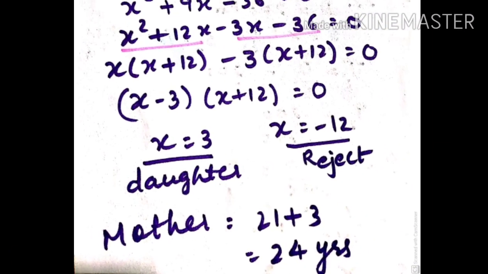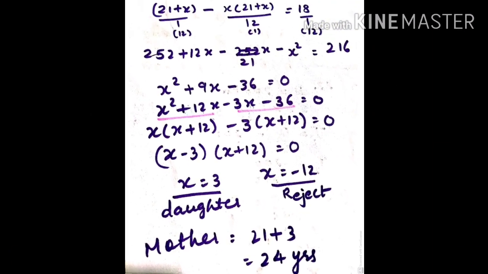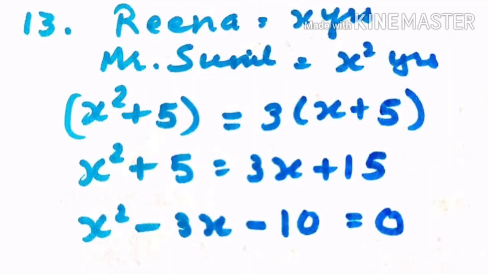Okay, now I am taking question number 13. Reena is x years old while her father Mr. Sunil is x square years old. 5 years hence Mr. Sunil will be 3 times as old as Reena. Find their present ages. So here I am not solving the full question. I am just giving you the quadratic equation form.